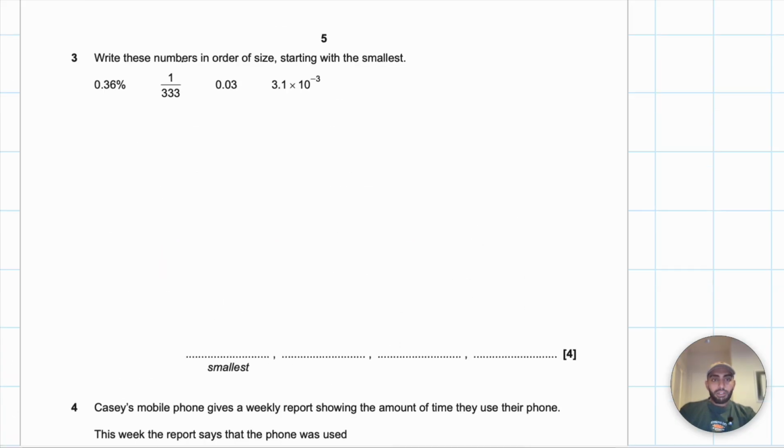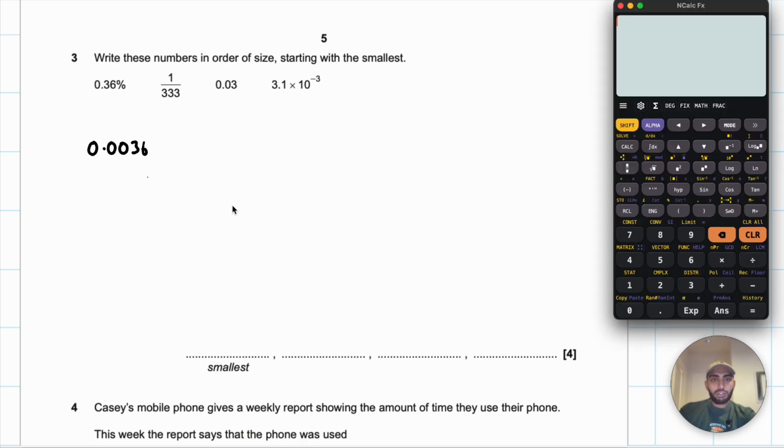Question 3. Write these numbers in order of size starting with the smallest. I can see I've got percentages, I've got fractions, and I've got numbers in standard form. Let's convert these all to decimals. To convert percentages into decimals, I need to divide by 100, so that would become 0.0036. For this one, I can use my calculator just doing 1 divided by 333, which gives me 0.0030.